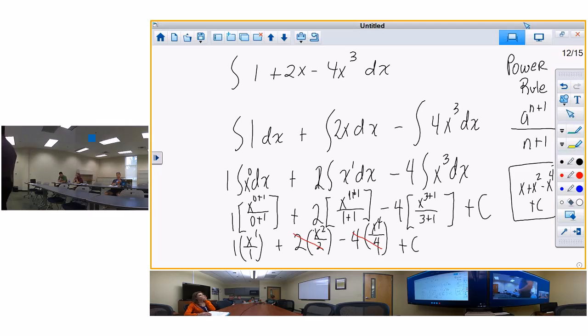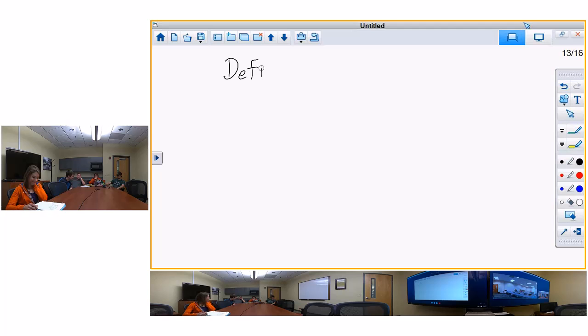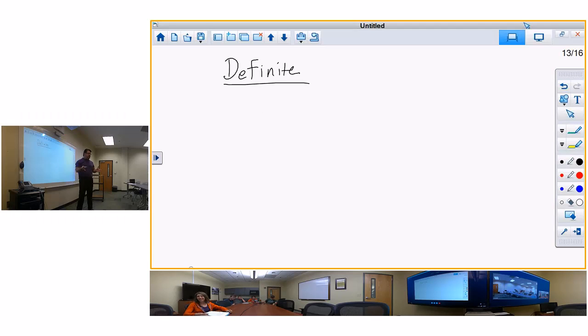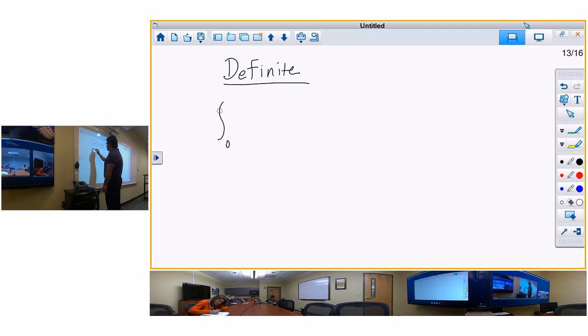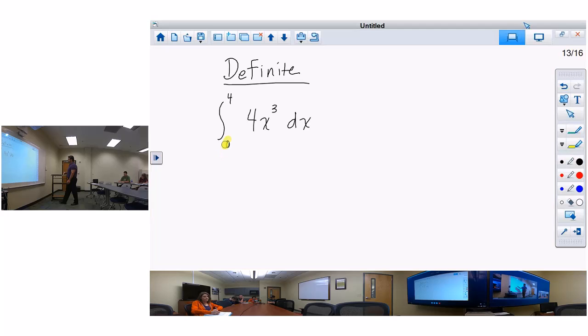All right, so what is definite and indefinite? Definite means that you have a defined area, and that means that you have an A and a B. So definite would be the antiderivative from 0 to 4 of 4x to the 3rd power dx. That's a definite integral. Why is it definite? It's definite because you have an A and a B, a start and a finish.